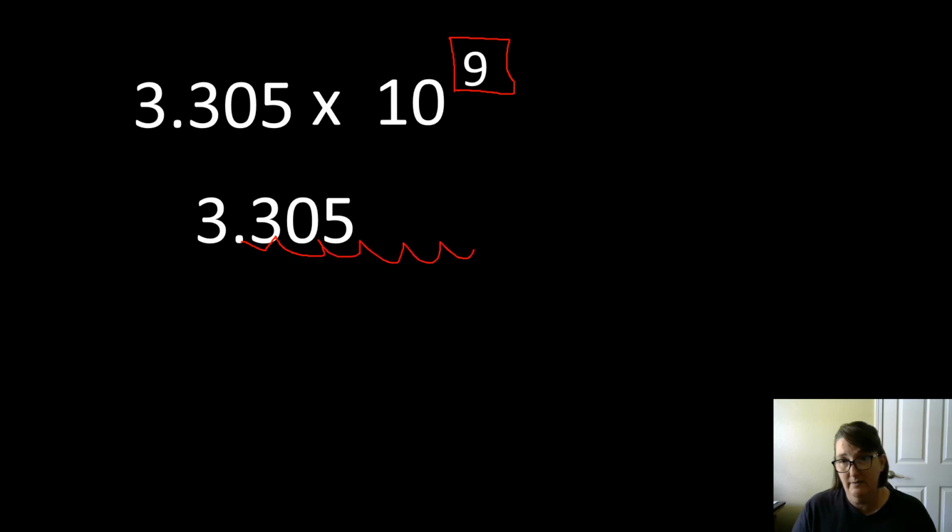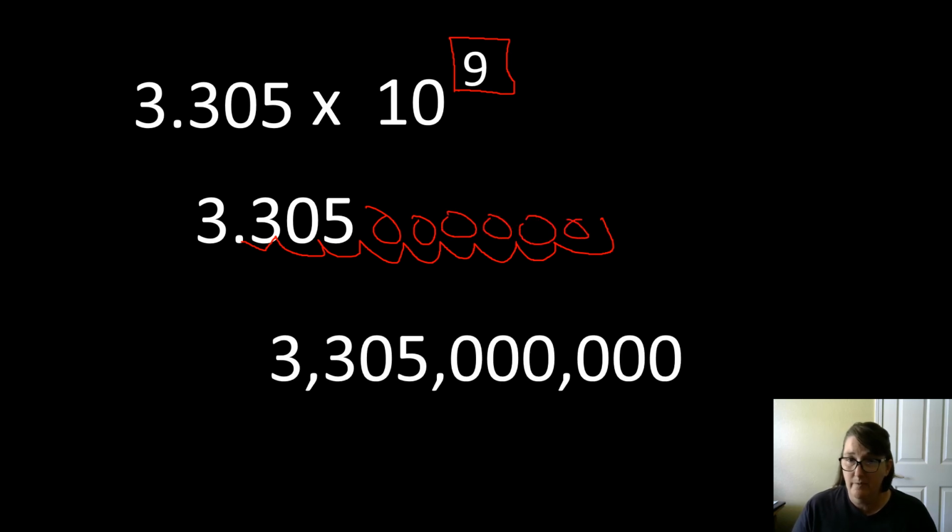I look at my next number. I have to move my decimal point over 9. So I go 1, 2, 3, 4, 5, 6, 7, 8, 9. I add my zeros. I rewrite my number, and my number is 3,305,000.